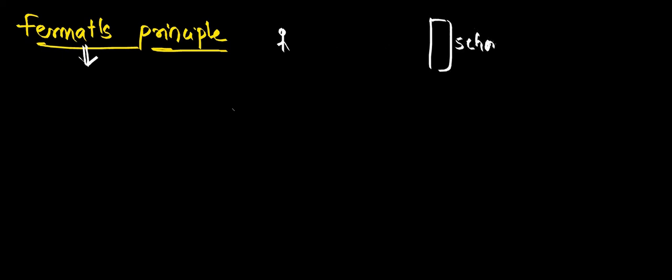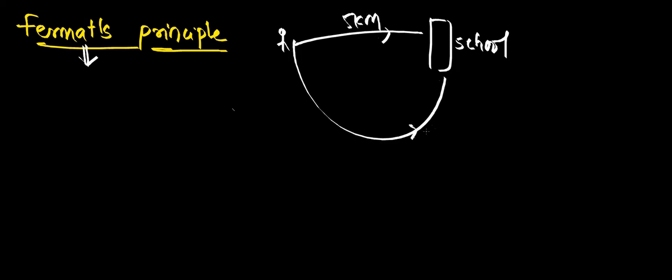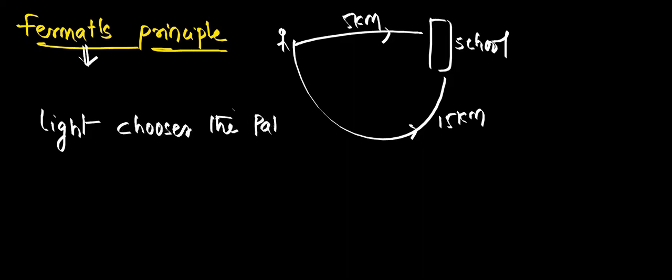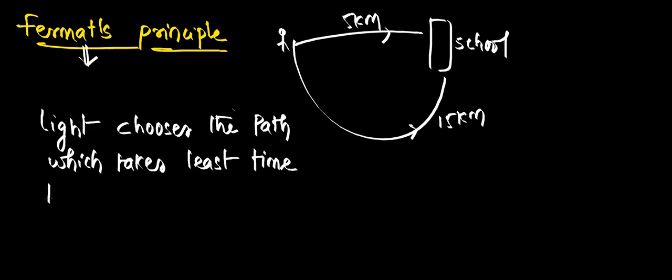So you are having different paths. The first path will take 5 kilometers distance, the second path will consume 15 kilometers distance. Which will you decide? 5 kilometers. So everybody prefers the shortest path, right? Similarly, Fermat said that when we give light different paths, what will light do? It selects the path which takes the least time to travel. So light chooses the path which takes less time to travel.